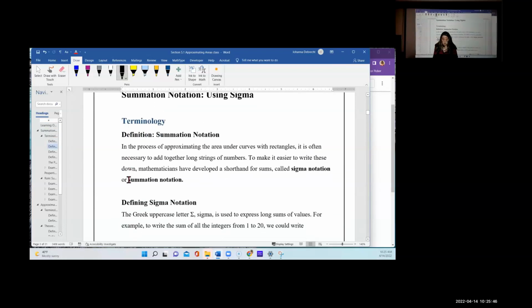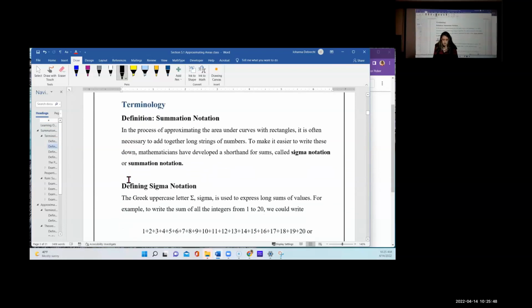Now we want to talk about what's called sigma notation. Sigma notation is what we use to simplify taking the sum of the area of all of these rectangles. So again, we're talking about multiple rectangles, 100 rectangles, 200 rectangles. You really don't want to compute those by hand and have to add together 100 or 200 values. I mean, what are the chances any of us could do that without making a careless mistake? Not good. So we call this sigma notation or summation notation.